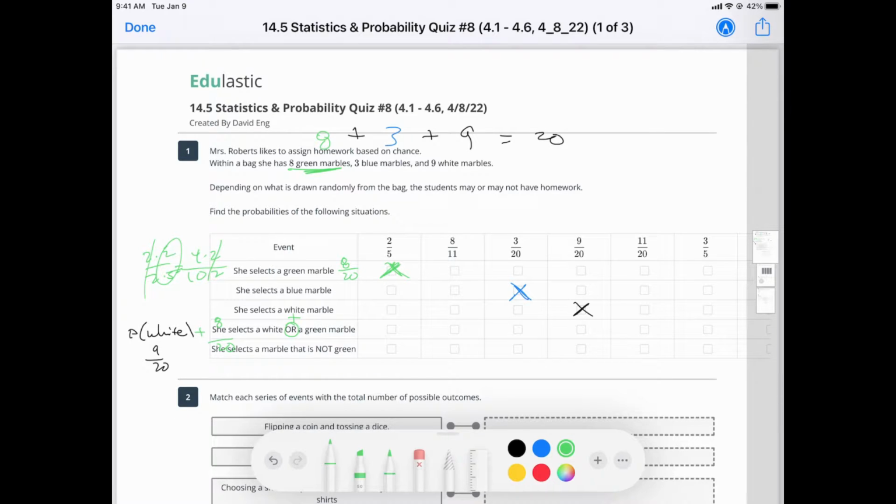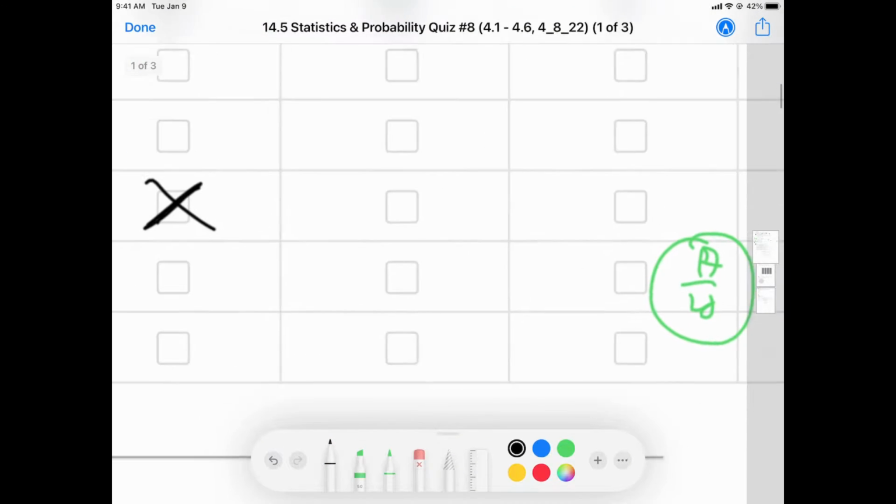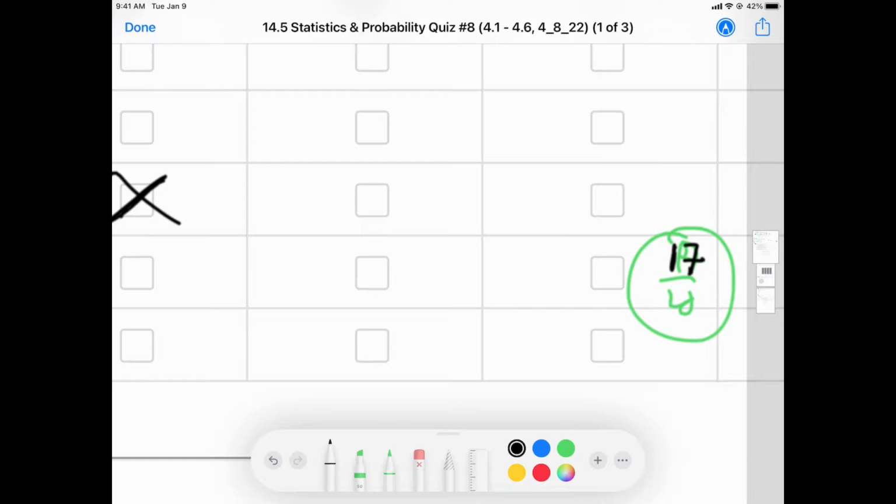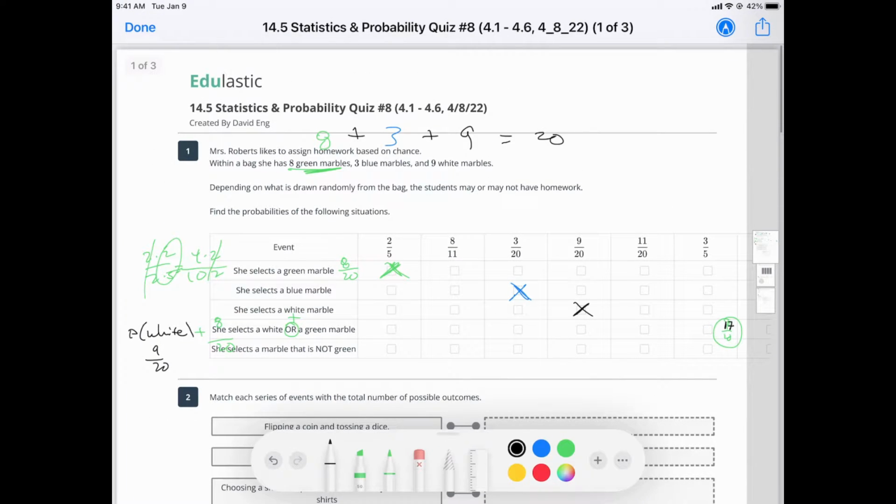17 out of 20, which is an option you guys cannot see. So I'm just going to write 17 out of 20. And not green. The probability of green plus the probability of not green is equal to 1. So if you subtract the probability of green, you get not green equals 1 minus green, which is called the complement. So 1 minus the probability of green, which is 8 out of 20.